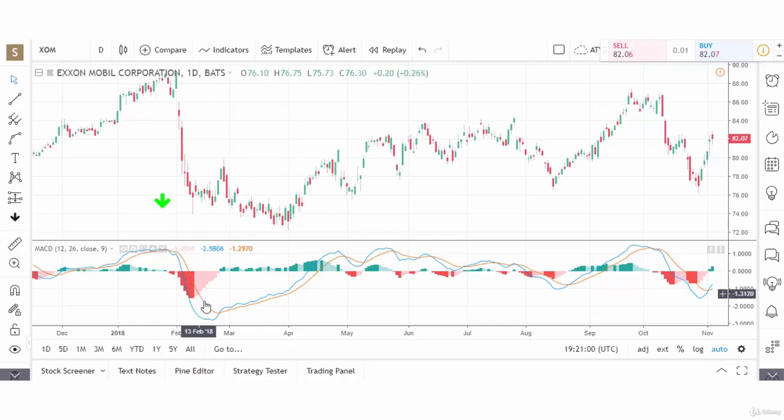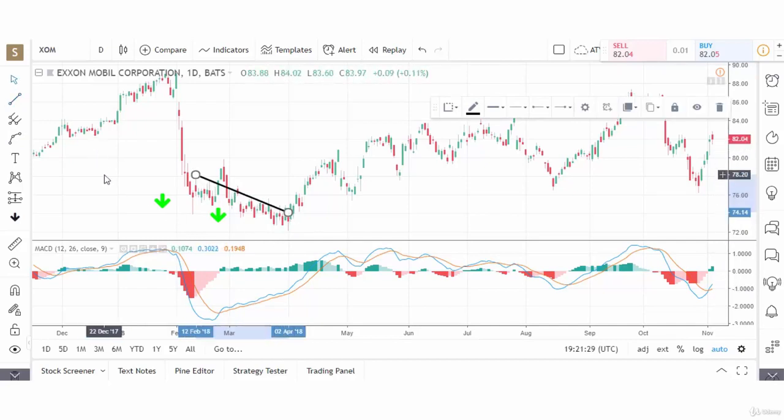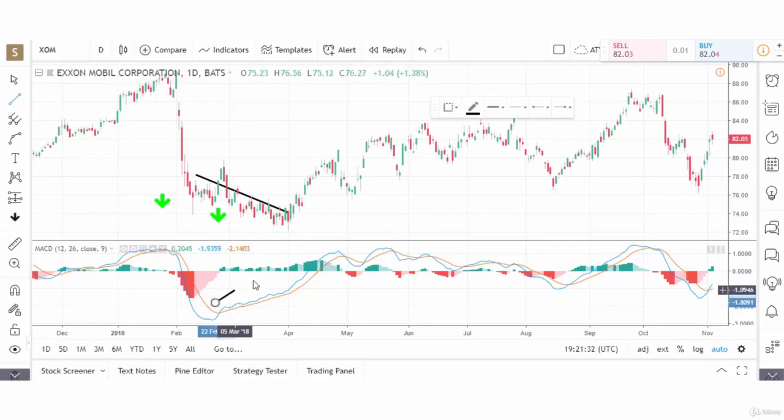The MACD drops along with the stock, and then we get another crossover of the MACD here. And this is a bullish cross of our blue MACD line above the red 9-day line. We get a short rally in the stock, but then the stock continues down here as the MACD continues up. So this is a bullish divergence in the MACD. We have the price of the stock dropping, the price of ExxonMobil dropping, and the MACD rising.